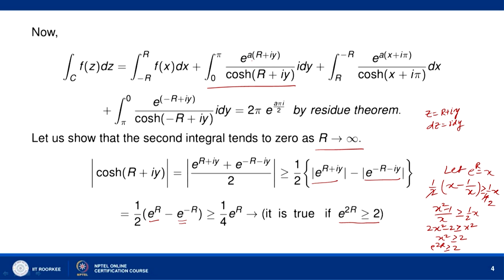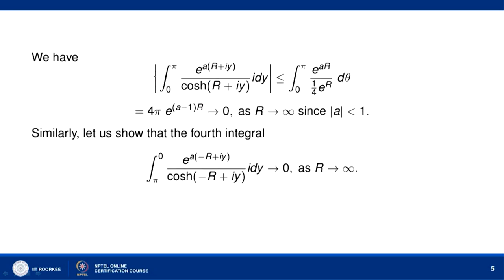and then we can now evaluate this integral, mod of integral 0 to pi of e to the power a times (r plus I y) over cos hyperbolic (r plus I y) I dy, which is now less than or equal to, now mod of e to the power a (r plus I y), as we have seen earlier also, is e to the power a r, because mod of e to the power a I y is equal to 1. So, e to the power a r for this, and this is greater than or equal to 1 by 4 e to the power r. So, 1 upon cos hyperbolic (r plus I y) is less than or equal to 1 upon 1 by 4 e to the power r. So, this is now equal to 4 pi e to the power (a minus 1) into r.